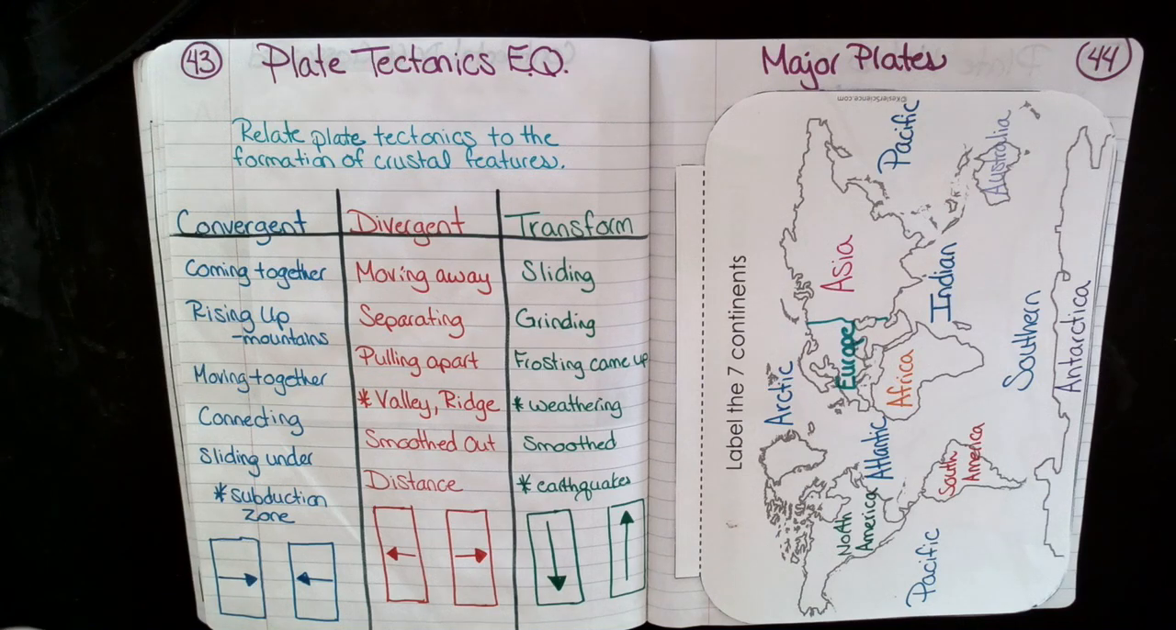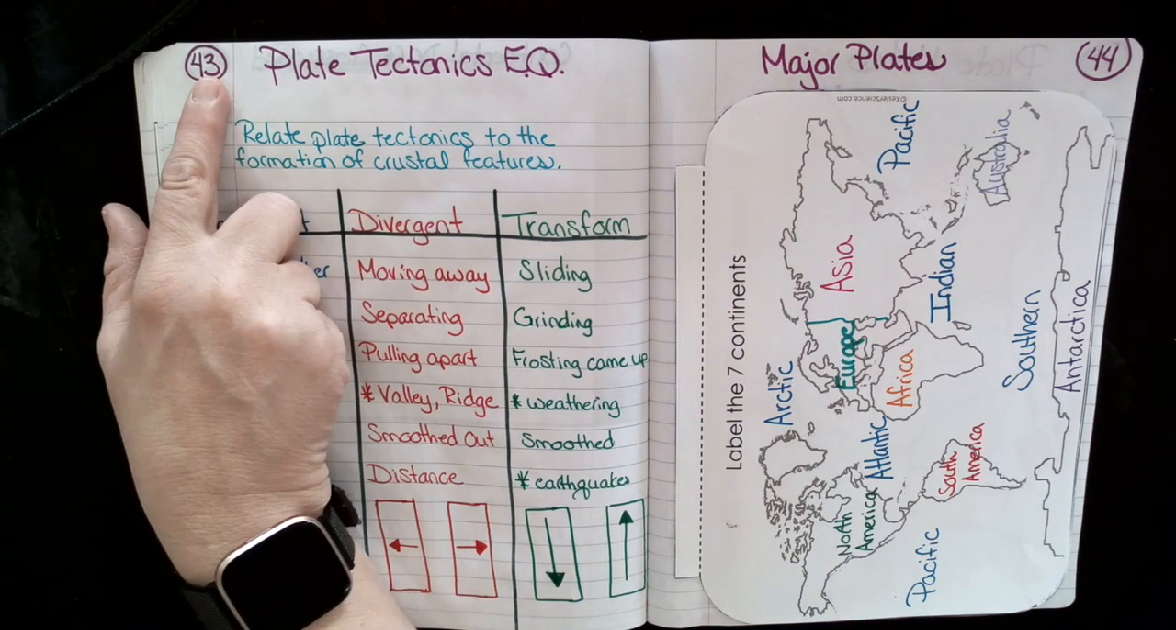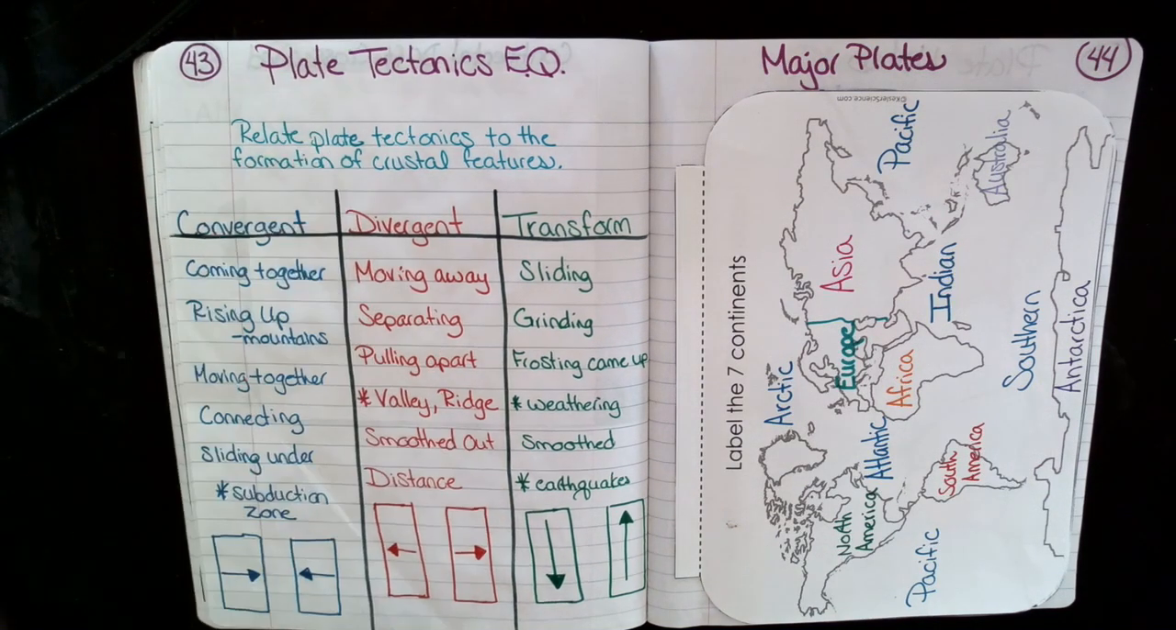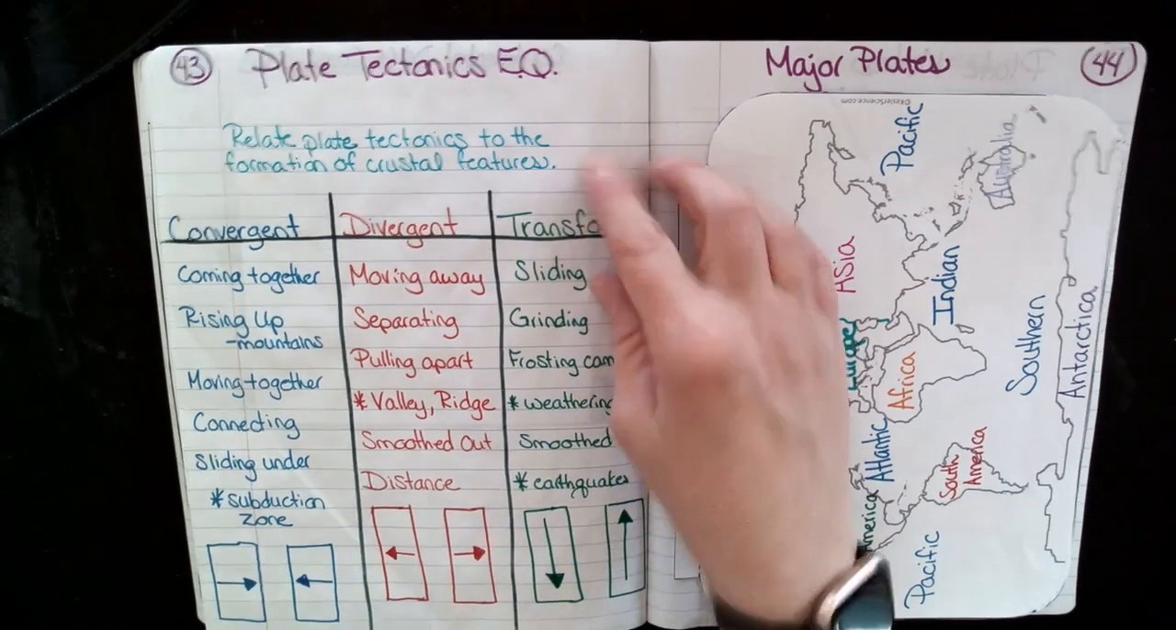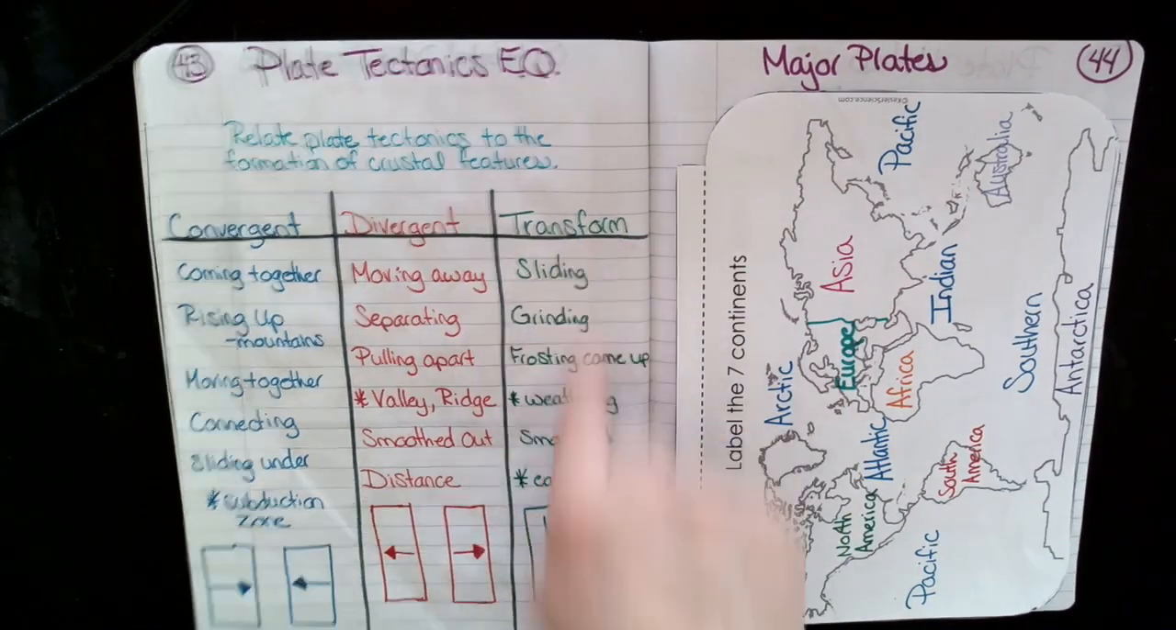So here we go. Okay, so make sure on page 43, it should say plate tectonics essential question. This is what I'm testing you on, the formation of crustal features. Okay, 3 boundaries. Make sure you've got all these notes.